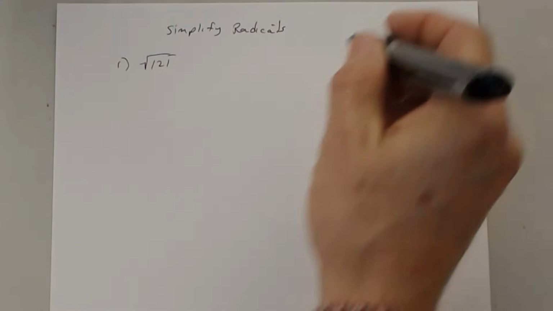So how do I simplify the square root of 121? When I say simplify, what is that equal to? 11, because 121 is a perfect square. The square root of 121 is 11, because 11 times 11 is 121. All right, so remember your perfect squares.